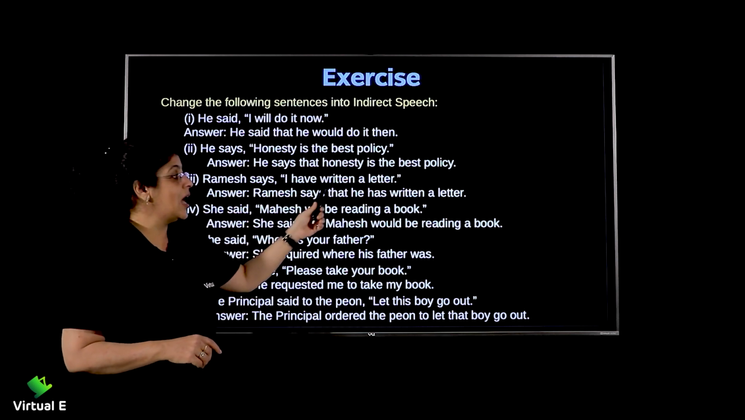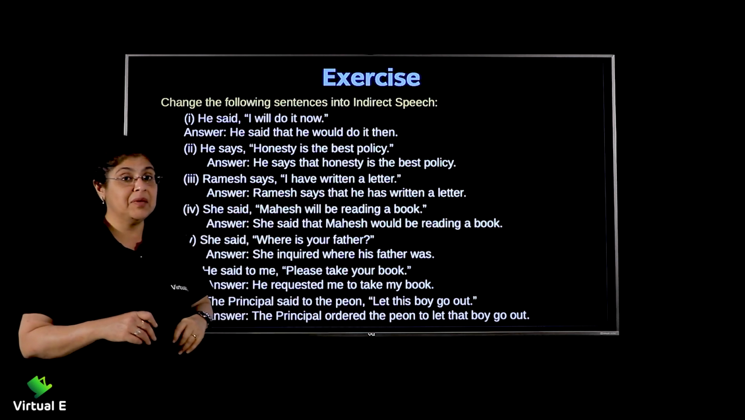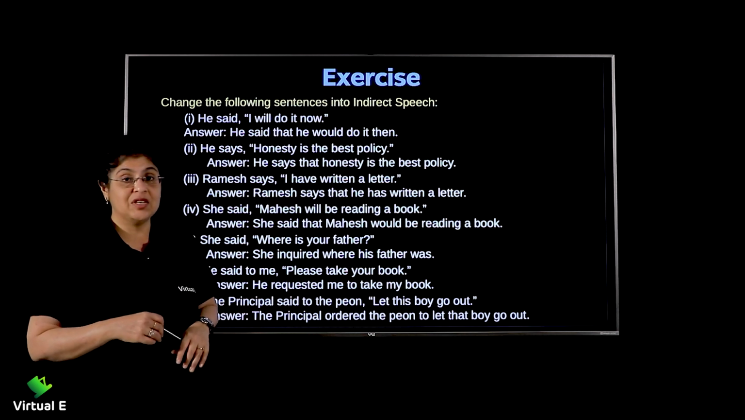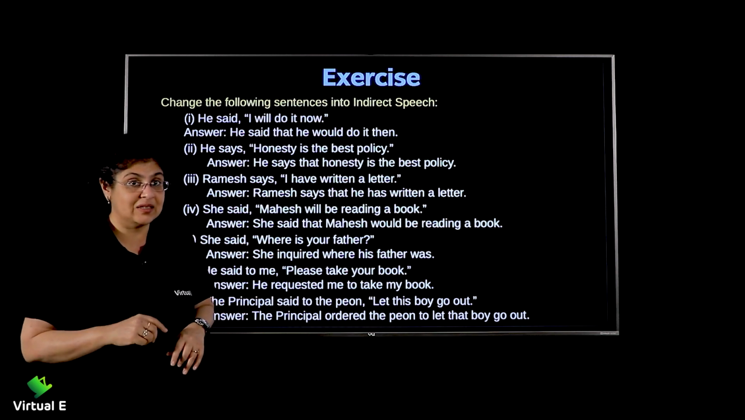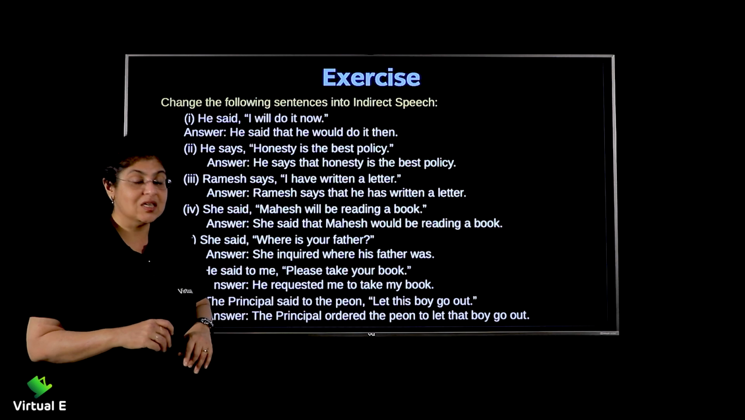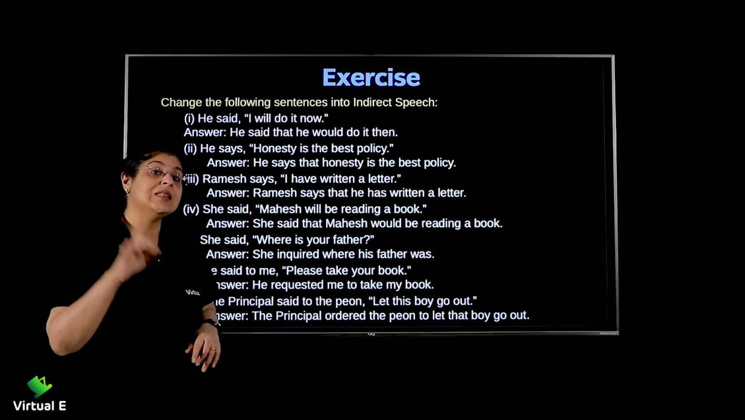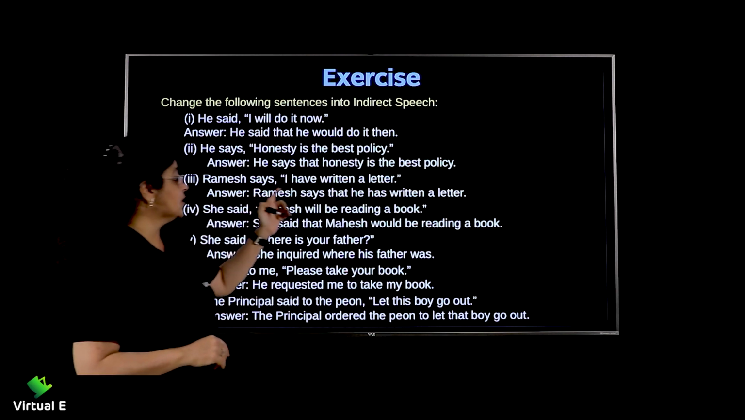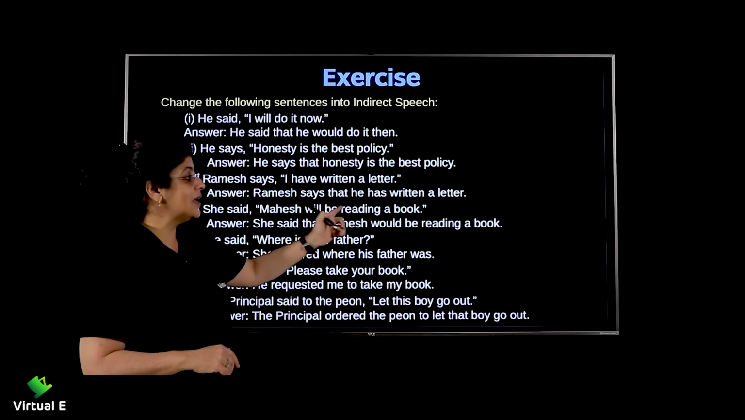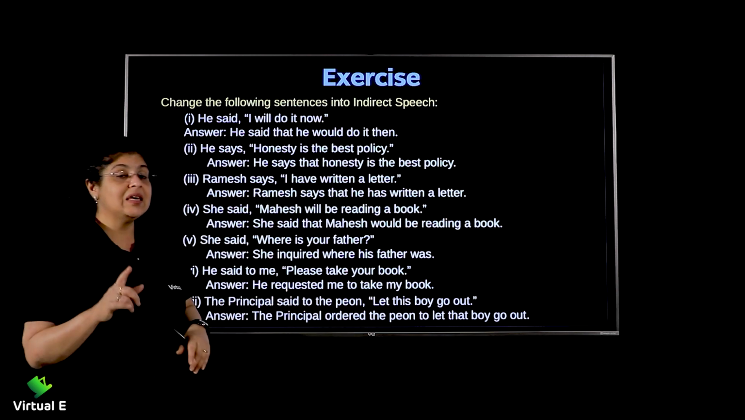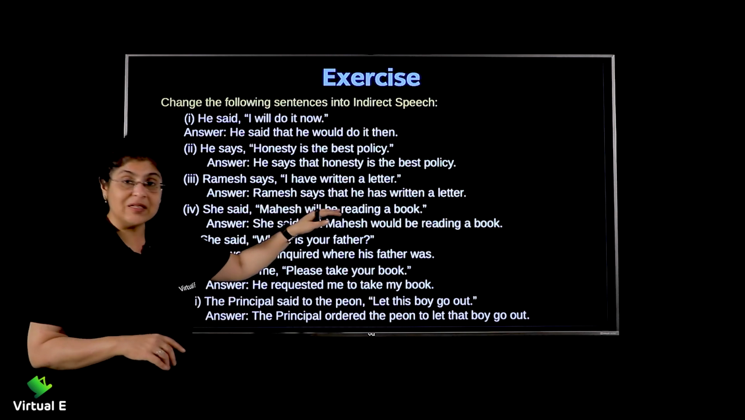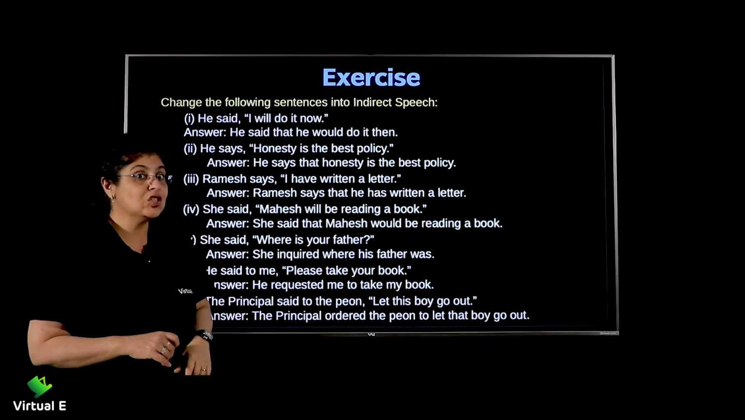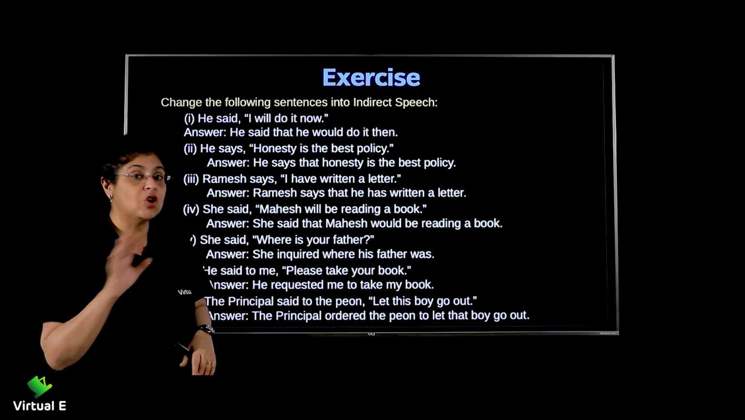Ramesh says, I have written a letter. Now, Ramesh says. Can we look at our reporting verb? Which tense is it? It is says. It is present tense. Correct? So, will we make any changes? No, we will not make any changes in the tense of the verb. The present will not become past. So, Ramesh says that he has written a letter. He has written. It is present only. Has is not past, but because it is he, we are putting it as has. The tense, the verb form is not changing.